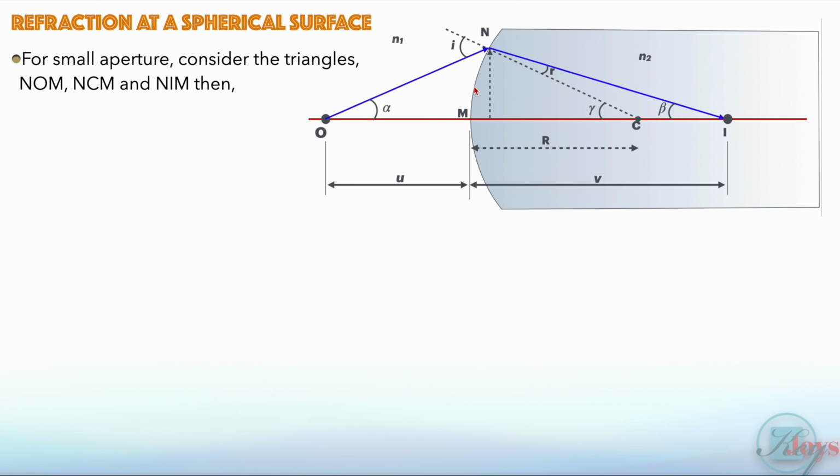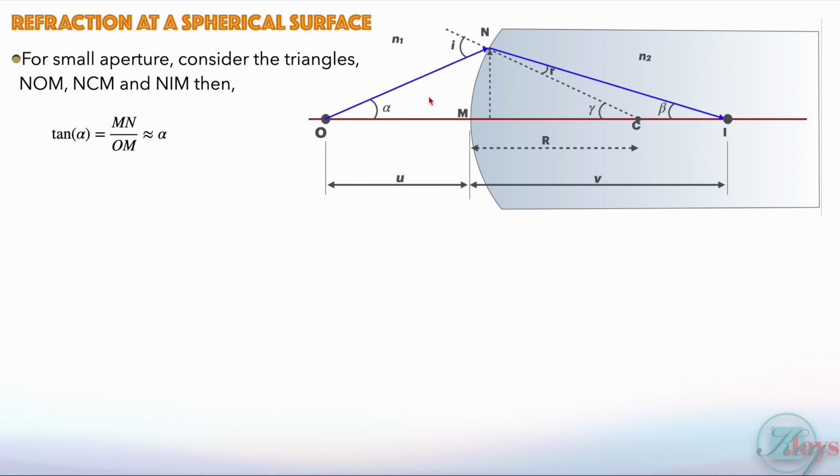When N is very close to M, that is for small aperture or paraxial rays, you can understand that alpha, beta, gamma are all very, very small. Practically, when N comes closer and closer to the principal axis, you can see that the bending decreases. So alpha is less, beta is less, gamma is less. All are very, very small for paraxial rays.